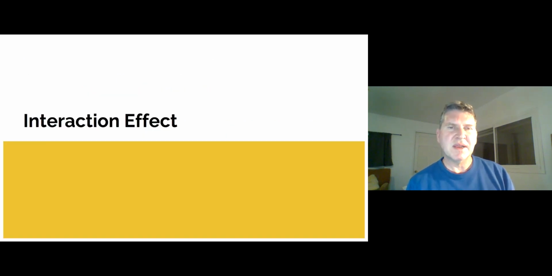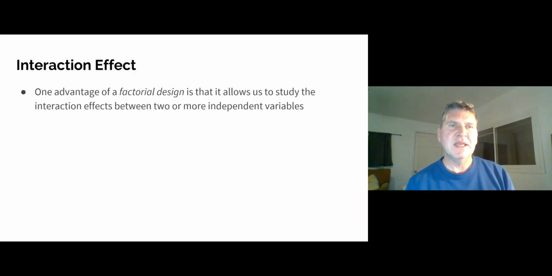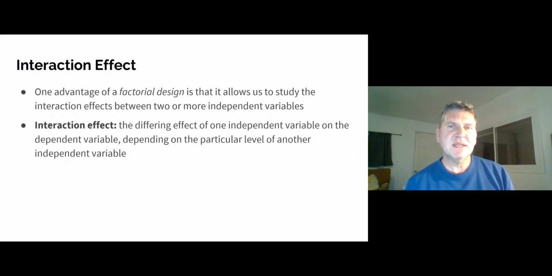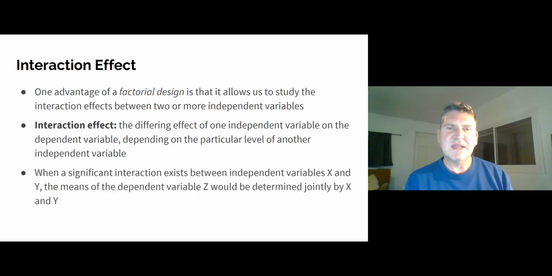There's something else we got to consider, and that's the interaction effect. The interaction effect allows us to look at the effects of 2 or more independent variables. It looks at the effect of one independent variable on the dependent variable, depending on the level of another independent variable. So when we have a significant interaction effect between x and y, it means the dependent variable z would be determined jointly by x and y. So we'll see some graphical examples shortly, including one from my own research.